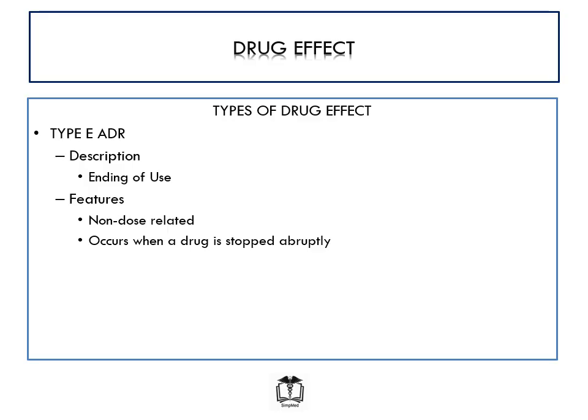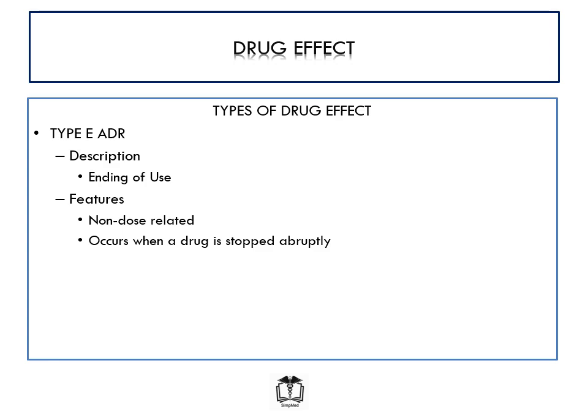Type E adverse drug reaction is described as end of use. This is not dose related. It occurs when you stop using the drug inappropriately. There are some drugs that, when prescribed at a particular dose, we have to maintain that dose. If we are going to stop using that drug, there's a particular way we have to stop it. We have to stop it in different steps and not abruptly like that.